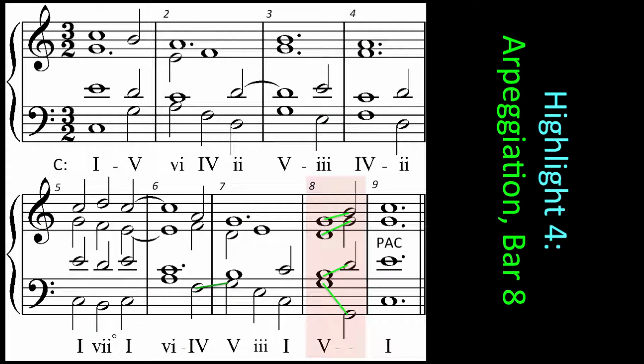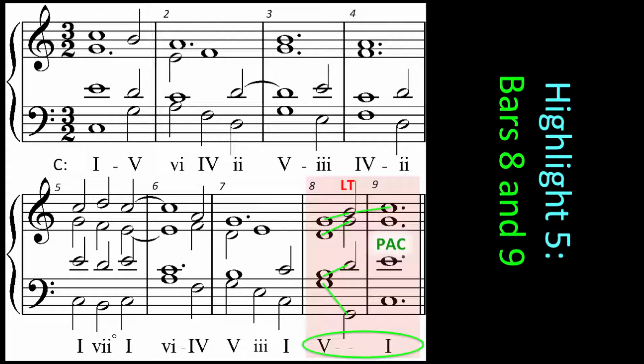Highlight 4, bar 8. Skips and leaps between members of the same chord are acceptable. The harmony does not change in this measure. This type of voice movement is called arpeggiation, a new vocabulary term for you, derived from the word harp, a musical instrument.